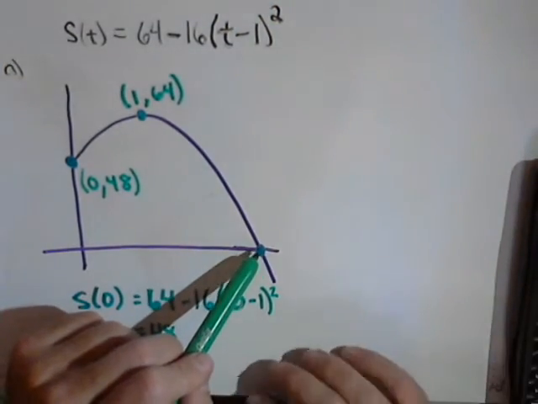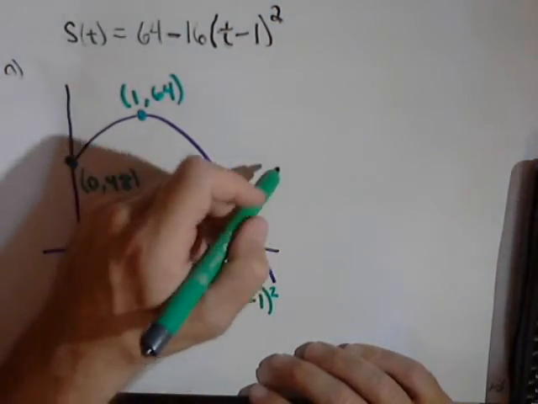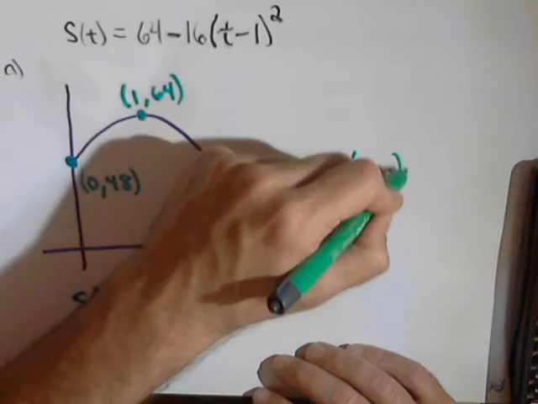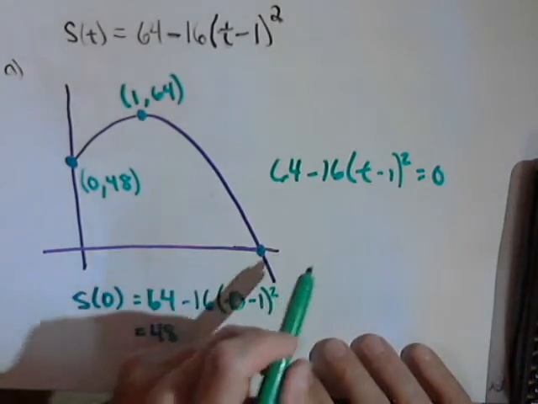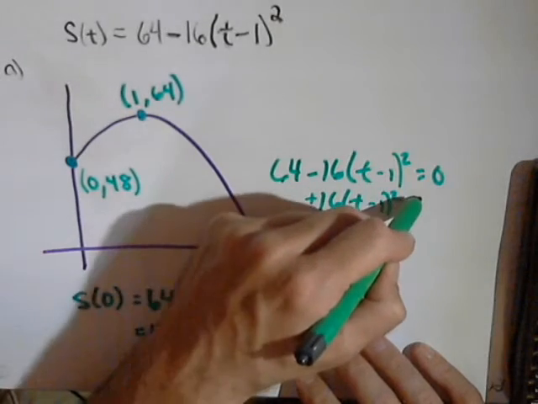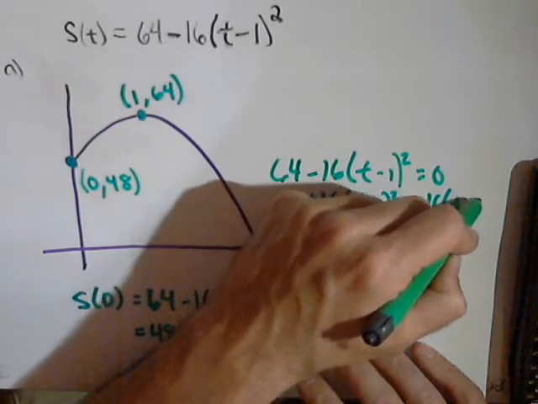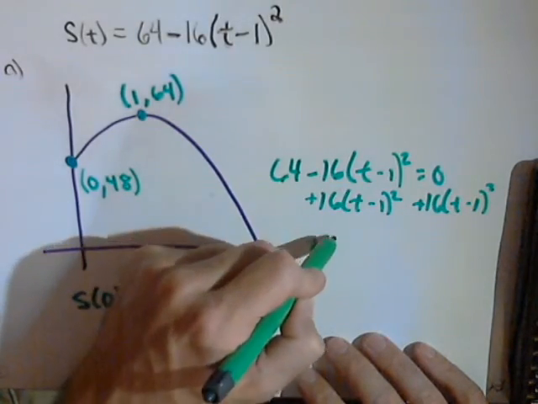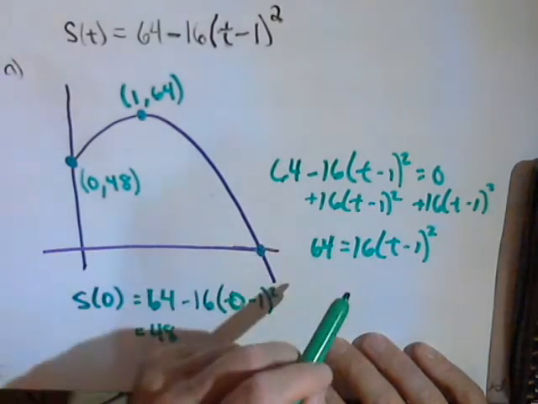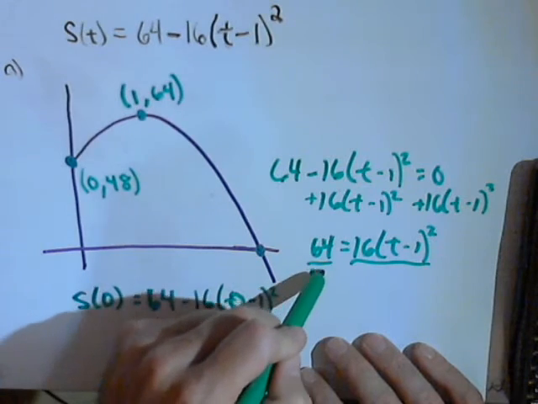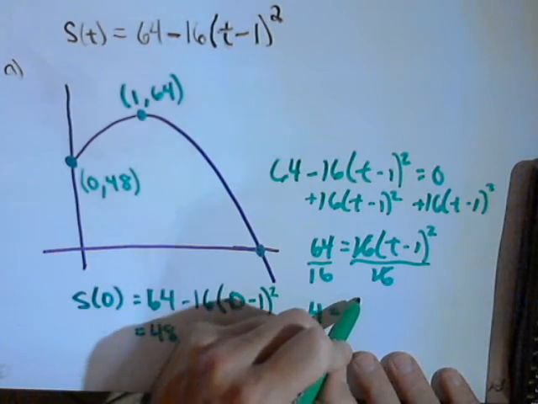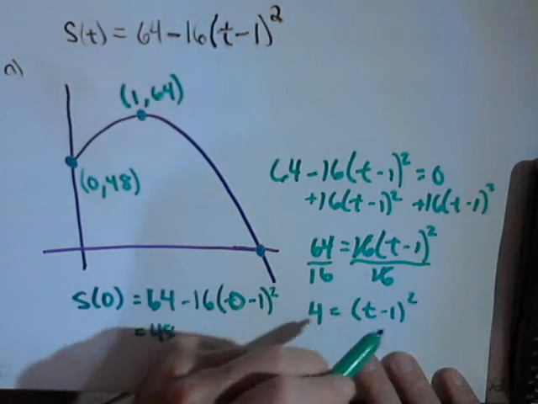Lastly, we want to figure out where it hits the ground. Well, that's where the height is 0, so we can set our function 64 minus 16 times t minus 1 squared equal to 0 and solve. So we'll add 16 times t minus 1 squared to both sides, and that gives us 64 equals 16 times t minus 1 squared. Divide both sides by 16, because that cancels. Over here we get 4 equals t minus 1 squared.